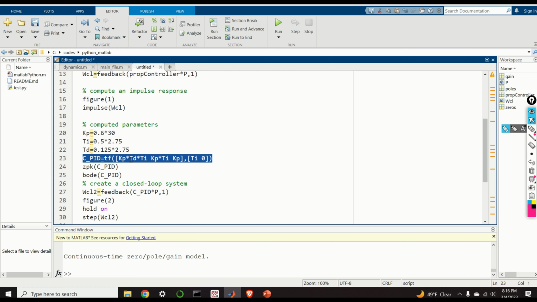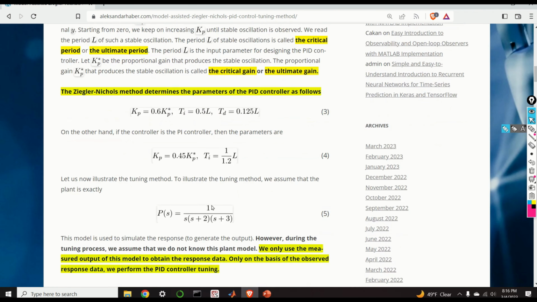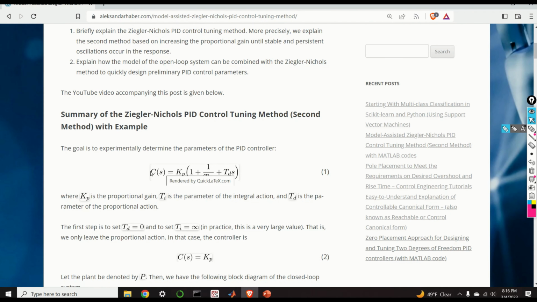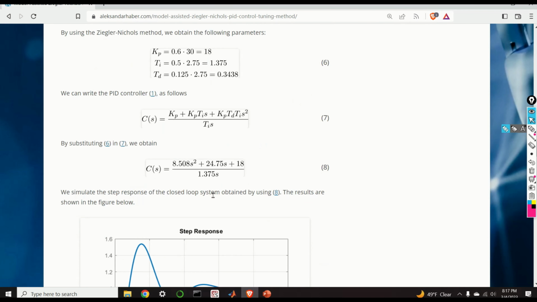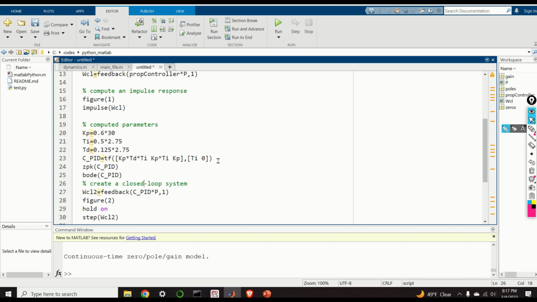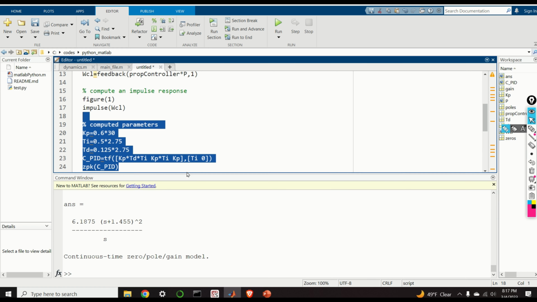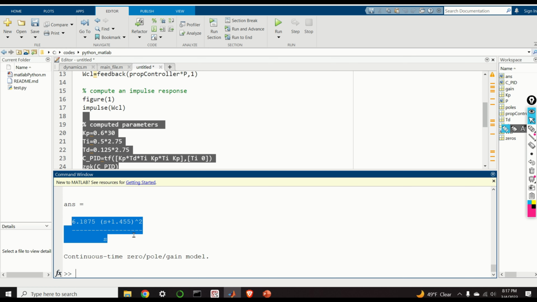The next step is to define the PID controller. We simply apply this formula, and the formula is basically given over here. So this is the initial formula for the PID controller. However, once we multiply these terms in the numerator and the denominator, we obtain the final form of the PID controller given by equation 7, and this equation 7 is given over here. Then we can simply verify this PID controller by computing the ZPK model, and here is the ZPK model.